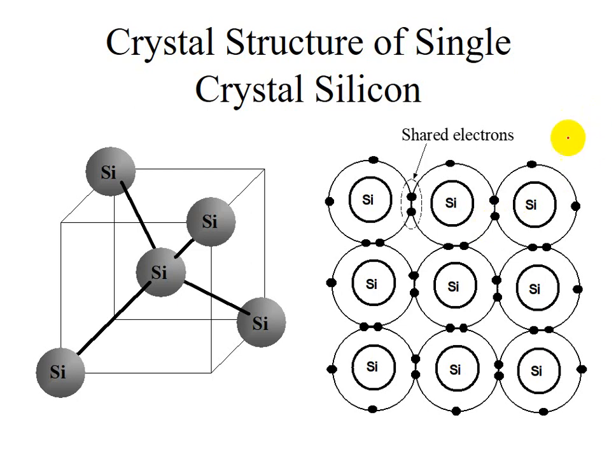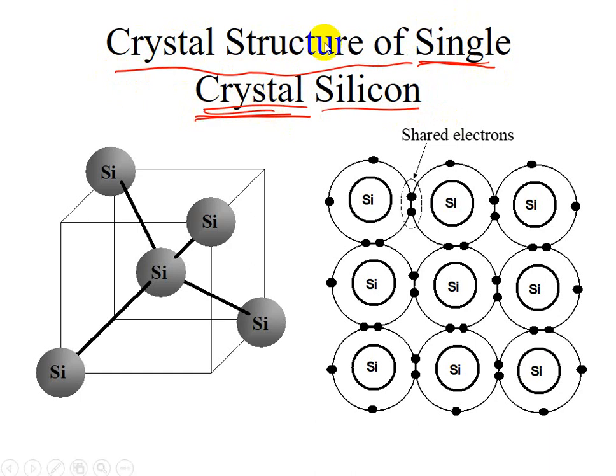Okay, this slide shows you the crystal structure of a single crystal silicon. To be a semiconductor, it has to be single crystal. If it is not a single crystal, it is not a semiconductor. Before we discuss what is so-called N-type and P-type semiconductor, let's look at the atomic structure of a single crystal silicon.